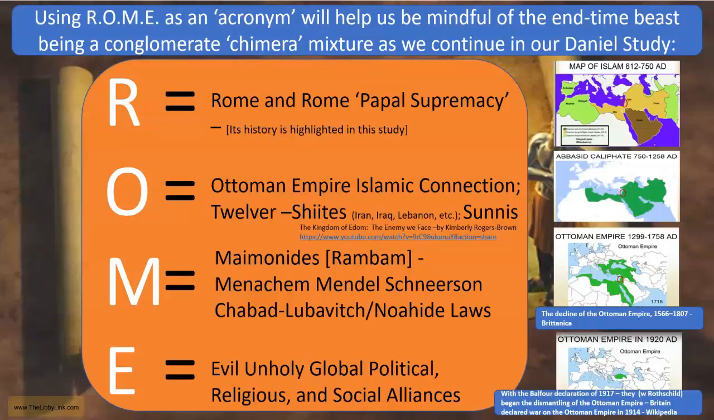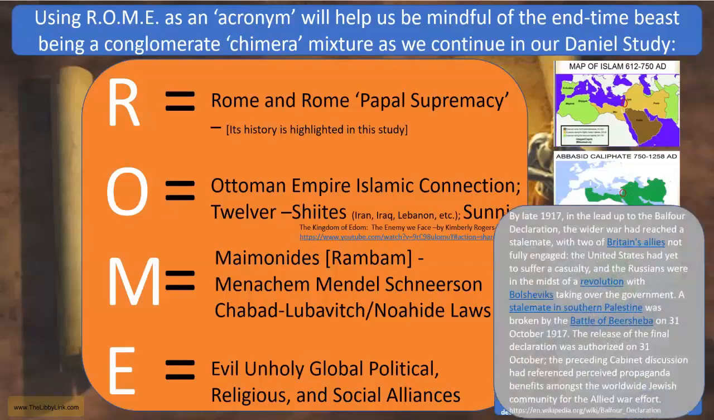And we know, just pulling up Wikipedia, with the Balfour Declaration of 1917, they, with the Rothschild, began the dismantling of the Ottoman Empire, and Britain declared war on the Ottoman Empire in 1914. Now, by late 1917, in the lead up to the Balfour Declaration, the wider war had reached a stalemate with two of Britain's allies not fully engaged. The United States had yet to suffer a casualty, and the Russians were in the midst of a revolution with the Bolsheviks taking over the government.